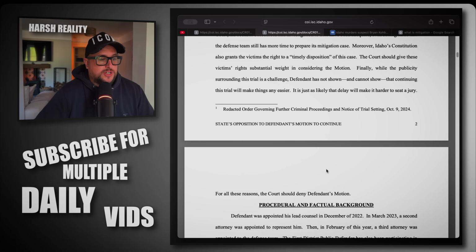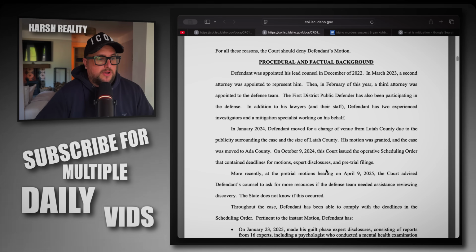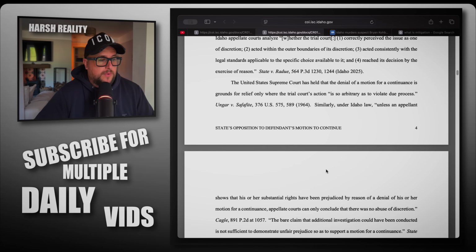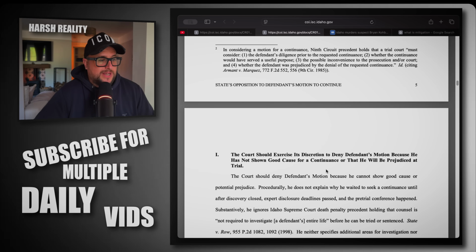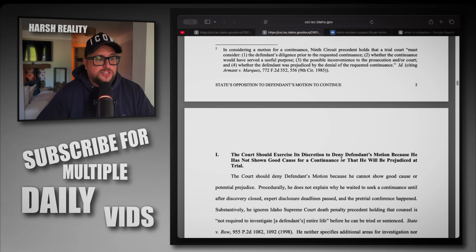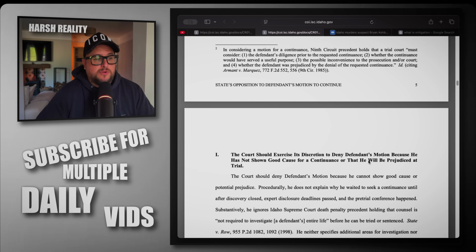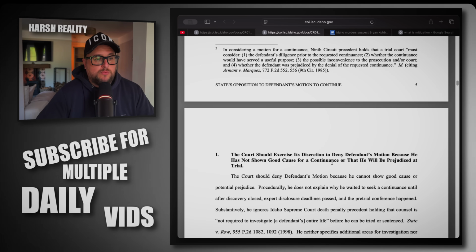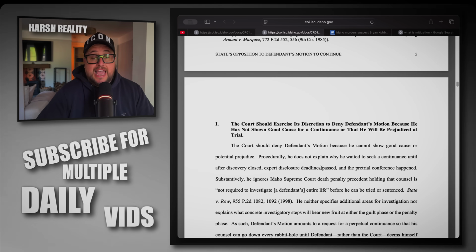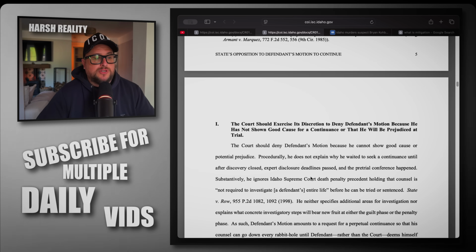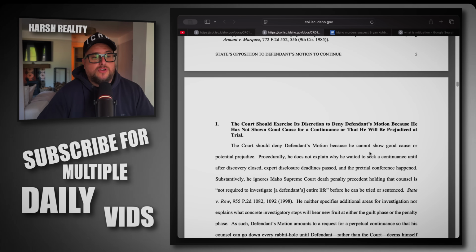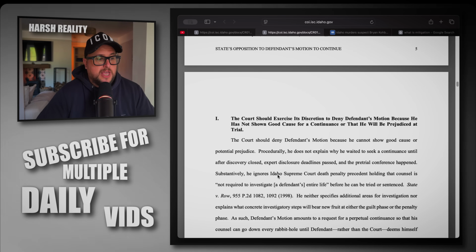But look, let's just carry on and go through. We don't need to go through the factual background. I want to go through here, which is: the court should exercise a discretion to deny the defendant's motion because he has not shown good cause for a continuance or that he will be prejudiced at trial. Again, in my opinion, this is absolute common sense. They're basically saying deny the motion because he cannot show good cause or potential prejudice.